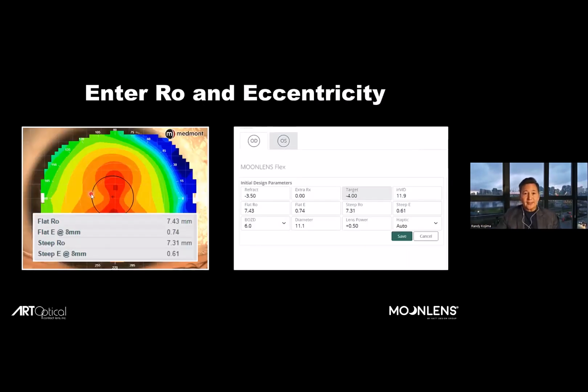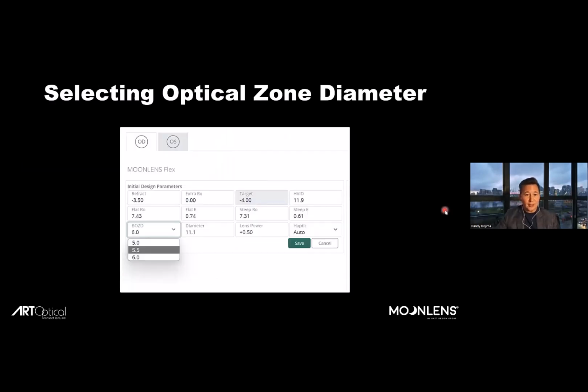Now, let's enter in the topography data, and you've got your flat RO, your steep RO, your flat E, your steep E. You're simply going to enter it in to these 4 boxes here, and that will allow the platform to determine the parameters of lens that you need, along with a little more information, we're going to get to that.